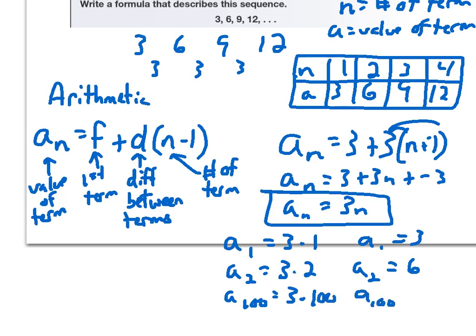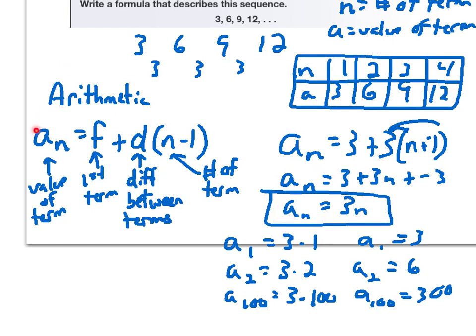And that value would be 300. So you can see how a formula would make things a lot easier to find the 100th term. If I was told to find the 100th term without finding a formula, I would have to find the 5th term by adding 3 and get 15. And then find the 6th term by adding 3 and get 18. And then add 3, and then add 3, and then add 3, all the way until I got to the 100th term, and it would take me forever. But this formula makes it really easy on me.